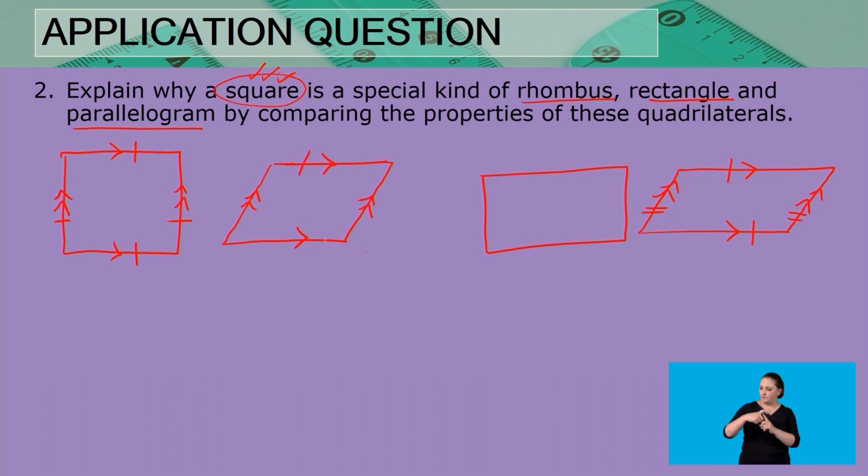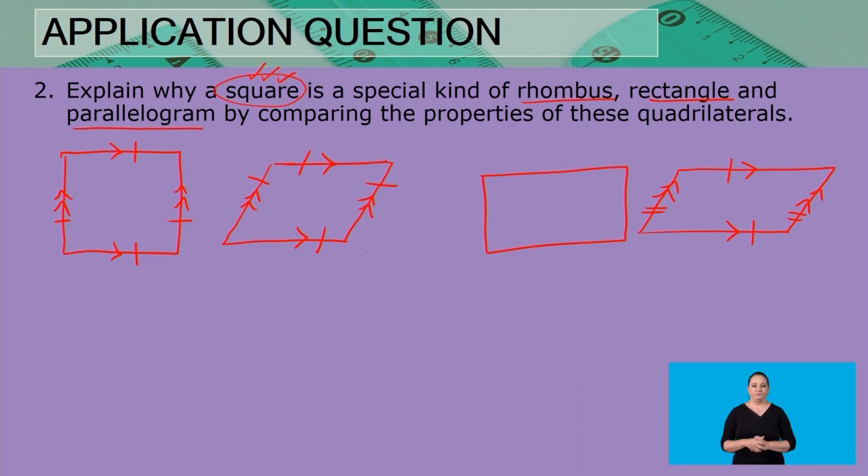And all of the sides are equal. So definitely we can say that a square is a rhombus as well. But now what makes it a special rhombus? Let's continue looking at our properties.